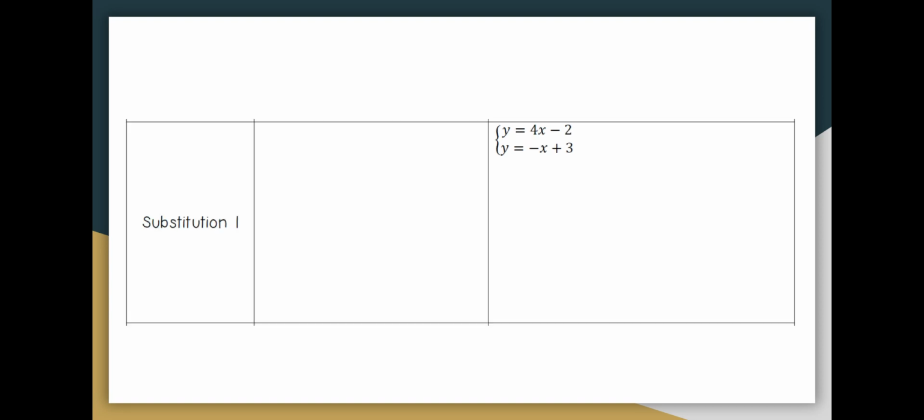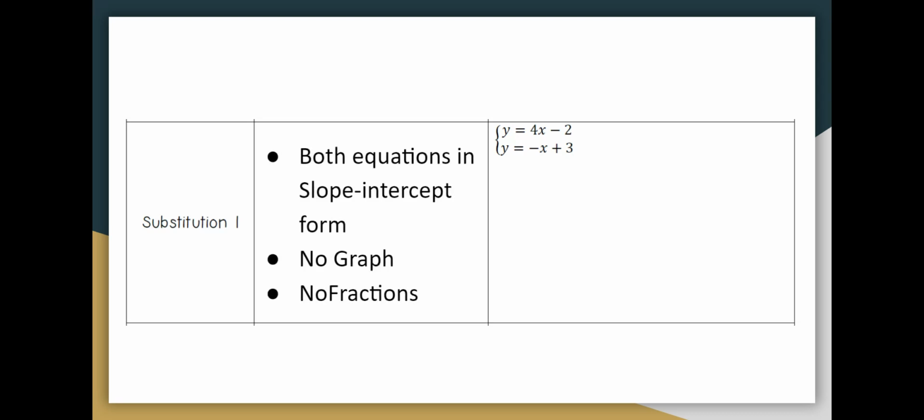Now the characteristics for substitution one, so there's two ways we can use substitution. In this case, both equations need to be in slope-intercept form, which is y equals mx plus b. There is no graph given, so even though they're in slope-intercept form, if there's no graph, we cannot graph these, and also no fractions.